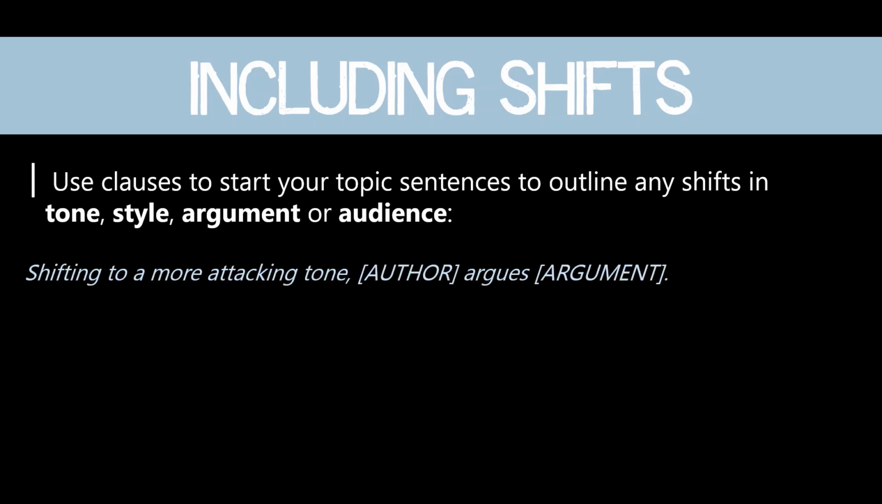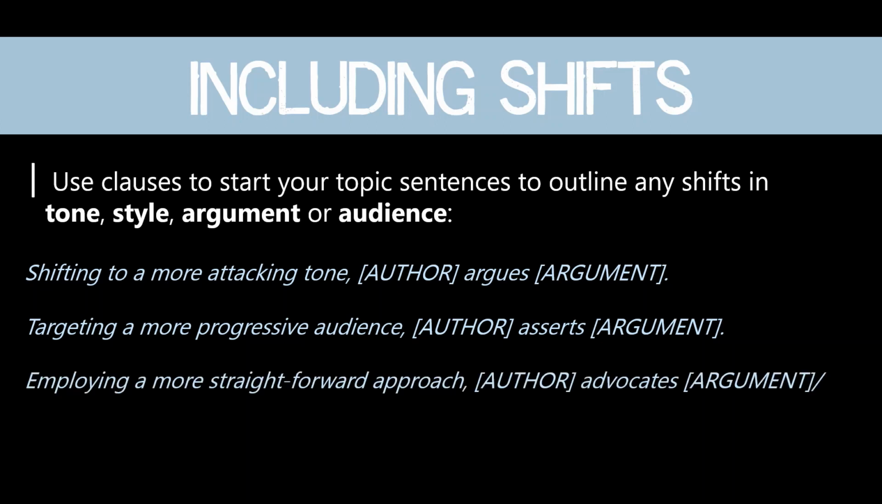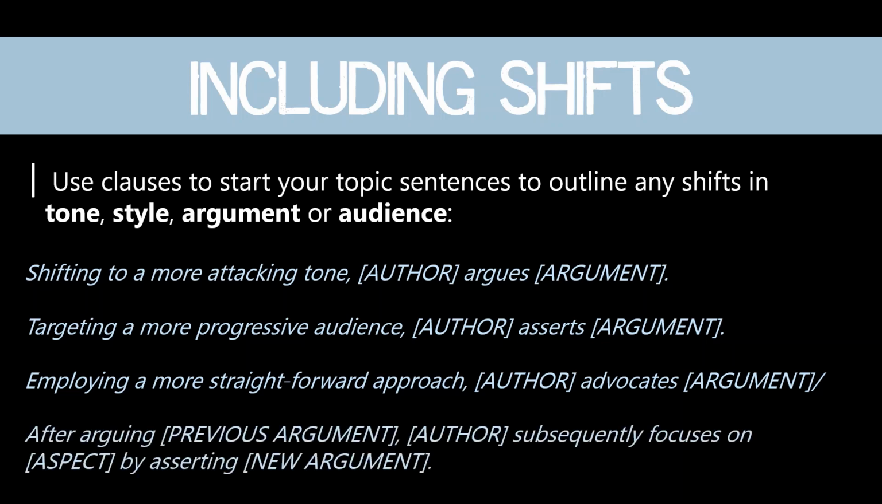So here are some templates for sentences that include shifts. And the first one has to do with tone. So shifting to a more attacking manner, author argues, argument. The next one focuses on audience. Targeting a more progressive audience, author asserts, argument. The next one looks at style. So employing a more straightforward approach, author advocates, argument. And the last one, after arguing previous argument, author subsequently focuses on aspect by asserting.